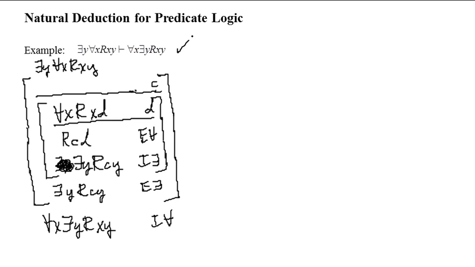So there are some examples of the natural deduction system for predicate logic which you can refer to as you're doing some of your own proofs.